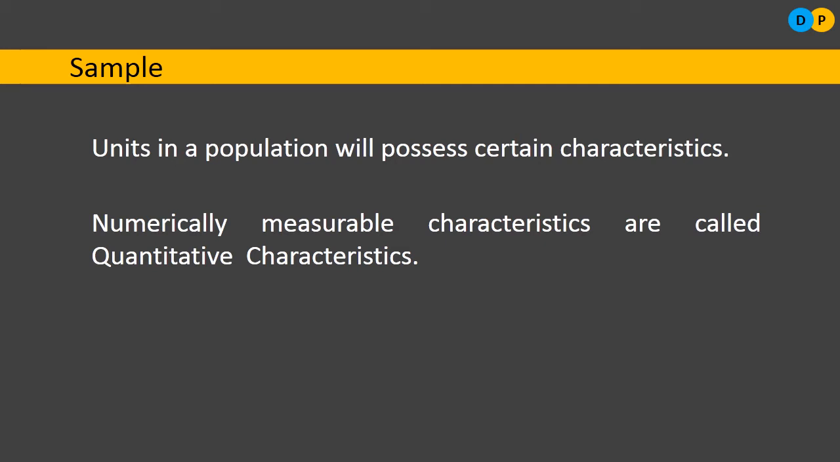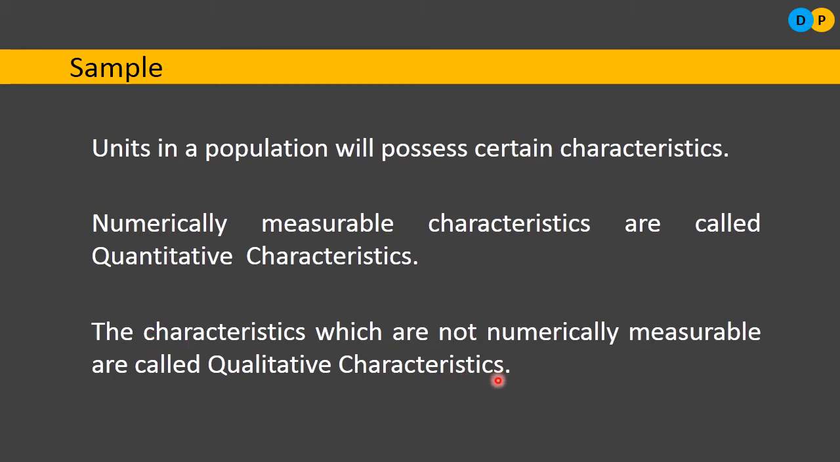Those numerically measurable characteristics are referred to as quantitative characteristics. Please understand here, those characteristics of an individual, of a unit, which you can numerically measure. For example, in my classroom, I can measure the height of a student. I can measure the weight of a particular student. Yes, numerically they are measurable. So such characteristics are referred to as quantitative characteristics.